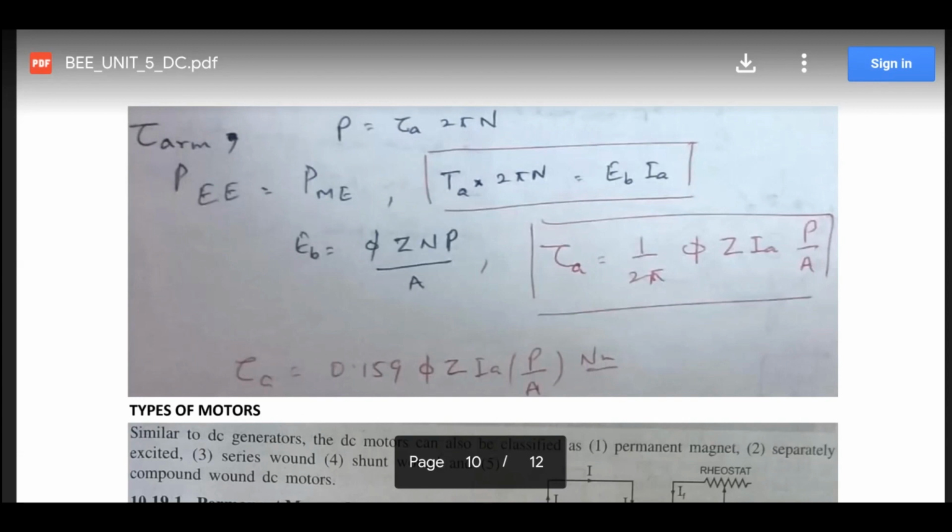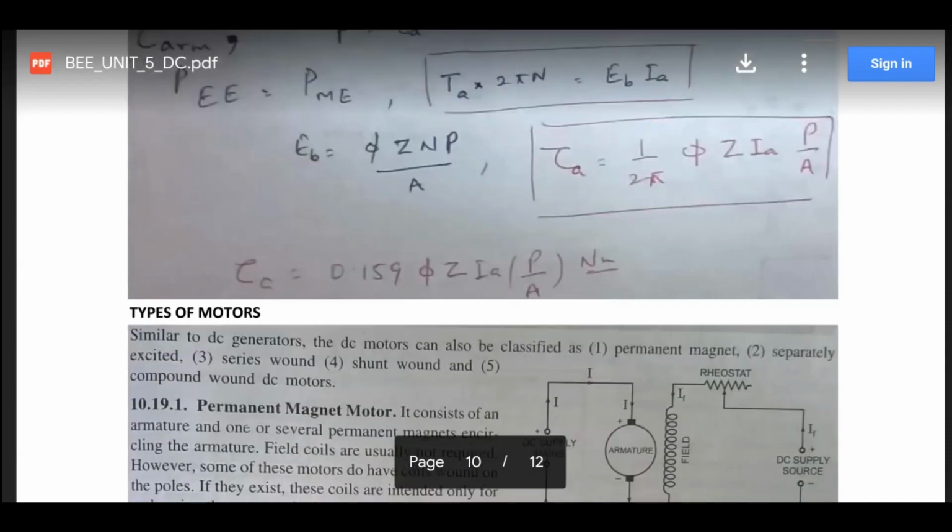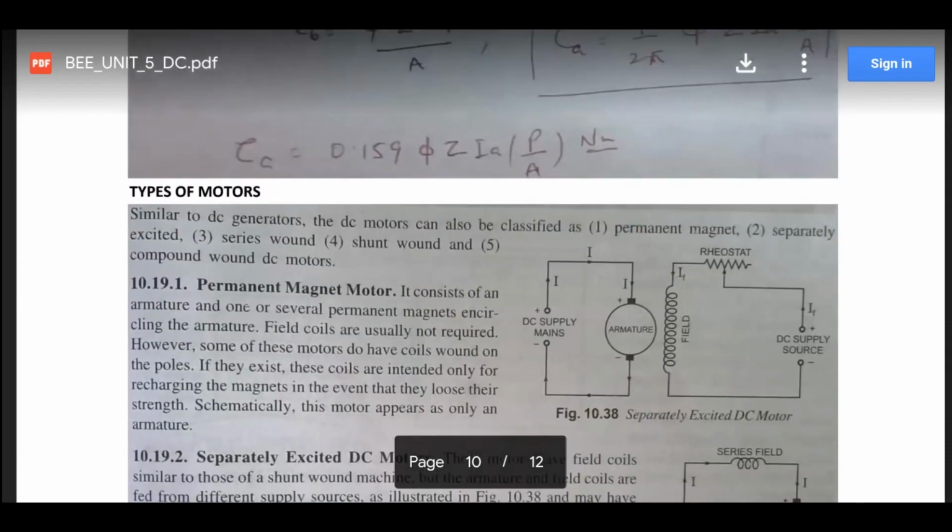Why upon A? Because in the EMF equation we have written upon 60A when n is given in RPM, but if it is given in RPS, then it becomes A. So this EMF is multiplied by current IA, and whatever terms cancel out, it is good enough. The resultant will be 0.159 phi Z IA P upon A Newton meter. So this is the torque equation of the motor.